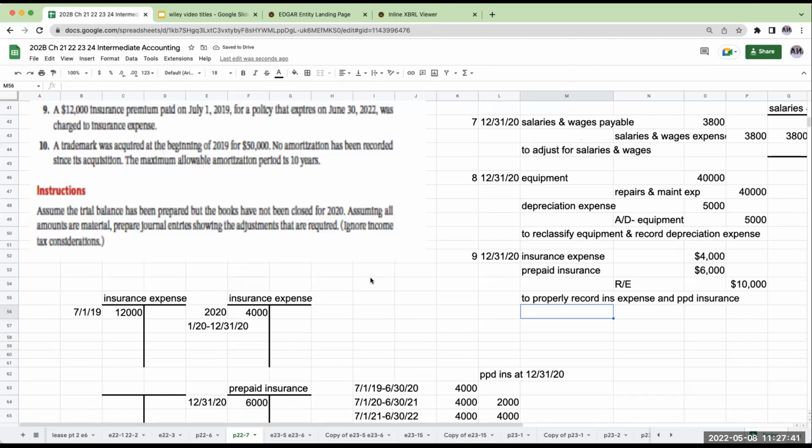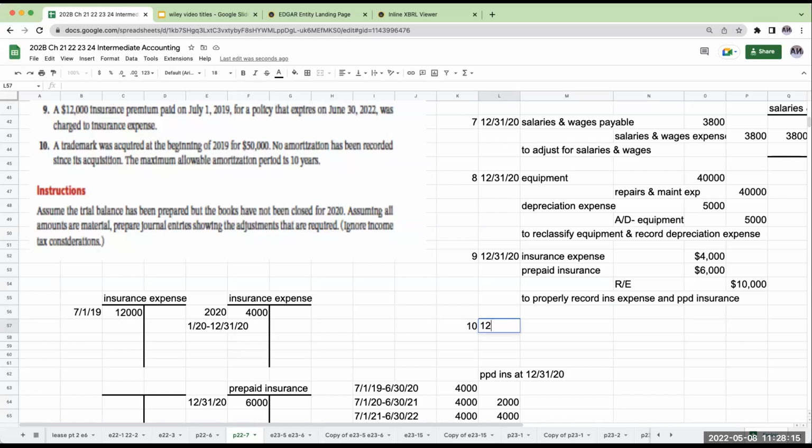Okay, a trademark was acquired at the beginning of 2019 for 50,000. No amortization has been recorded since its acquisition. The maximum allowable amortization period is 10 years. When I have a patent or a trademark, the rule is I have to amortize it over the lesser of the useful life and the legal life. So let's kind of think about this right over here.